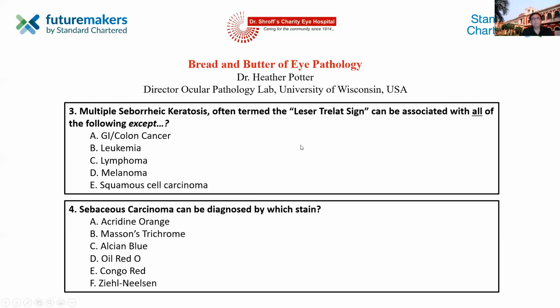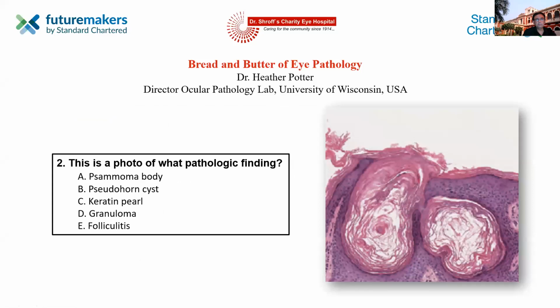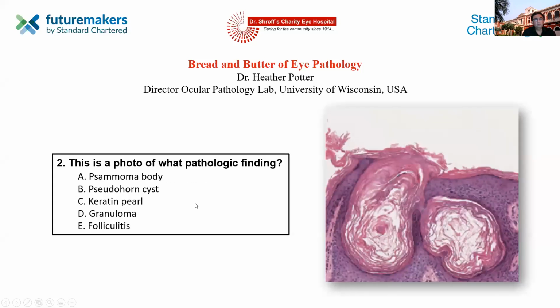Sure. So all of the following are associated with seborrheic keratoses: pigmentation of the basal cell layer, pseudohorn cysts, acanthotic epithelium, and mild chronic non-granulomatous inflammation. The one that was not associated with seborrheic keratosis is clubbing and elongation of the rete pegs. You see bridging of the rete pegs, but not necessarily clubbing and elongation, which is more of a finding in psoriasis. Number 2, this is a photo of which of the following? That is a photo of pseudohorn cysts. Again, you can see the connection with the surface epithelium.